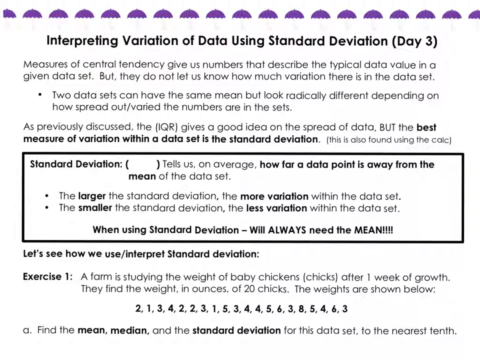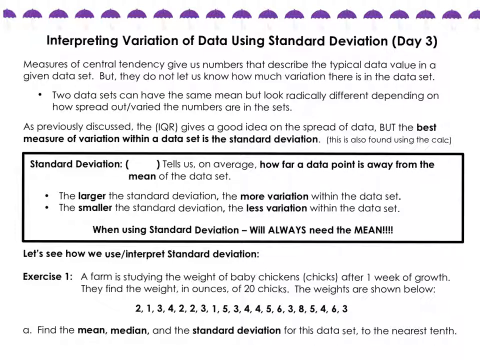Okay, welcome to video 12.3, Interpreting Variation of Data Using Standard Deviation. So our measures of central tendency give us numbers that describe the typical data value in a given data set, but they do not let us know how much variation there is in the data set. So two data sets can have the same mean, but look radically different depending on how spread out or varied the numbers are in the sets.